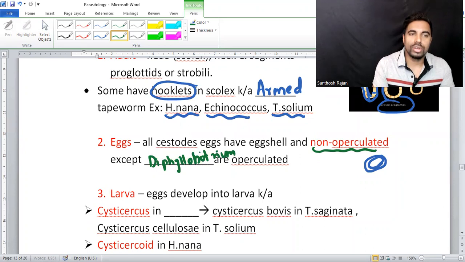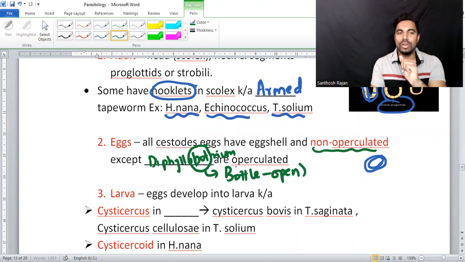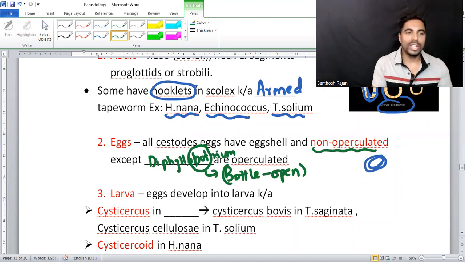How to remember? Botrium: bottle is open. To drink from a bottle, what do you have to do? Open it. So the bottle is open, so it's operculated. Remember like that. Bottle, Diphyllobothrium, you have to open it, so it's operculated. You got it? Okay, that's easy.